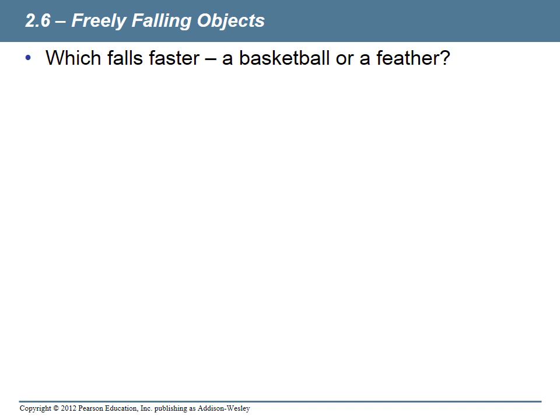Now we'll move on to section 2.6, talking about freely falling objects, or freely falling bodies, as we sometimes call them in physics. So which of these would fall faster, a basketball or a feather? You might say that it would fall at the same rate, but you'd probably have taken physics before if you said that. Usually you'd say that if we're dropping them on Earth, the basketball would fall faster, right?